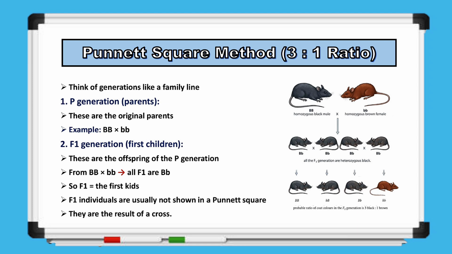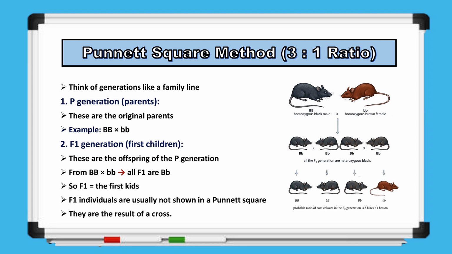From a cross like capital BB crossed with small bb, all the F1 offspring are capital B and small b. These are the first children of the cross, and they are all heterozygous and show the dominant trait, which is black in this example. F1 individuals are usually not shown inside a Punnett square because they are the result of the first cross rather than part of the prediction process.